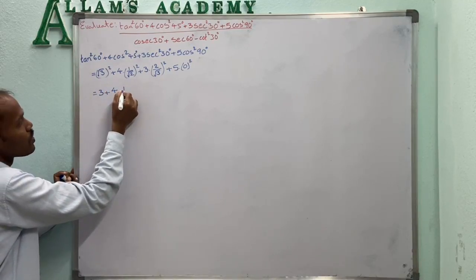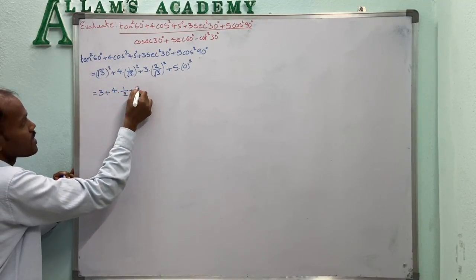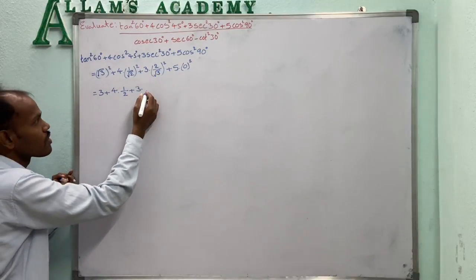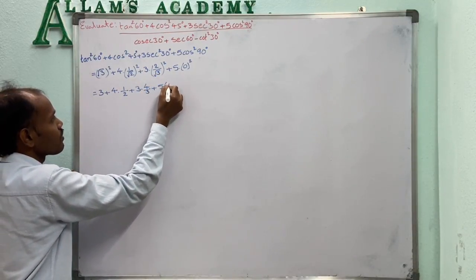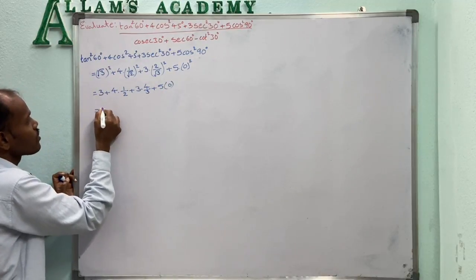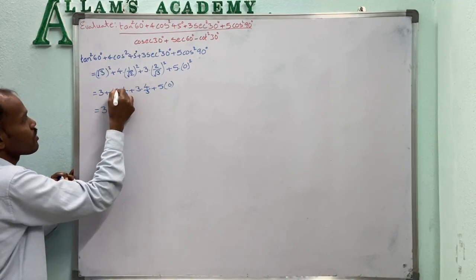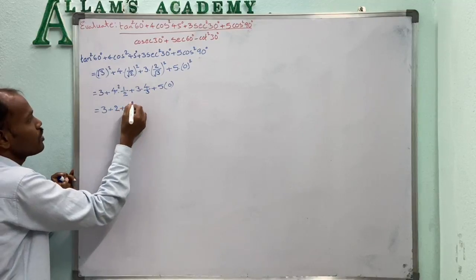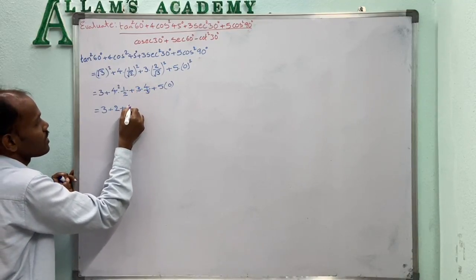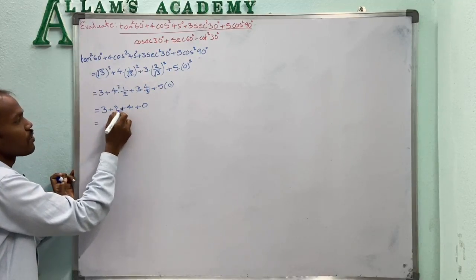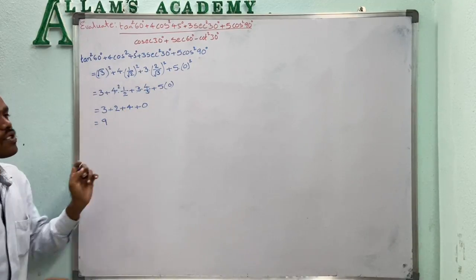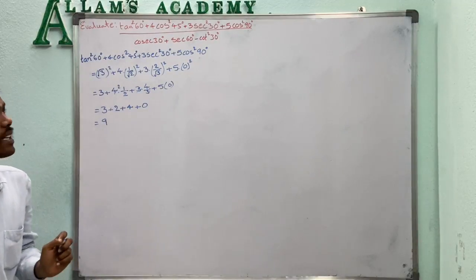1 by root 2 whole square equals 1 by 2. Plus 3 into 2 by root 3 whole square means 4 by 3. Plus 5 into 0 square equals 0. So 3 plus 4 times 1 by 2 is 2, and 3 times 4 by 3 is 4, plus 5 into 0 is 0. So 3 plus 2 is 5, 5 plus 4 equals 9. So the numerator's answer is 9.